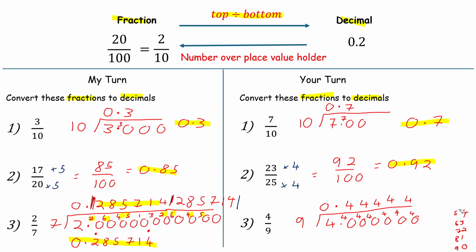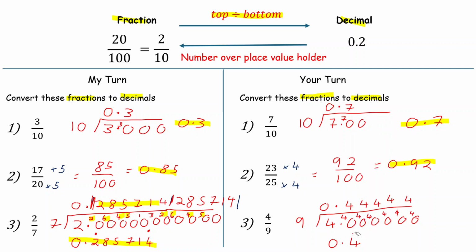4 divided by 9 is simply 0.444444 and so on forever, which means you can write it as 0.4 recurring. That recurring means the same thing as this, just a much neater way of writing it. And actually, we can check this on the calculator.